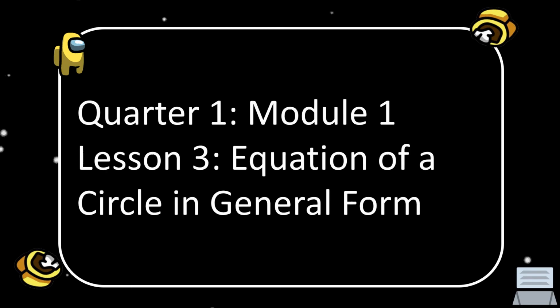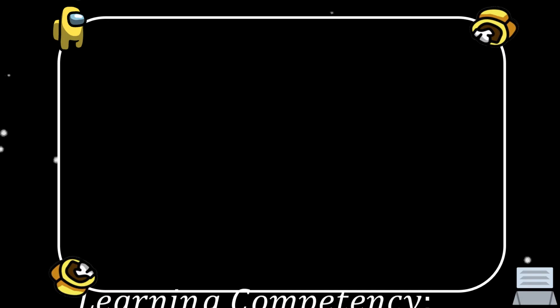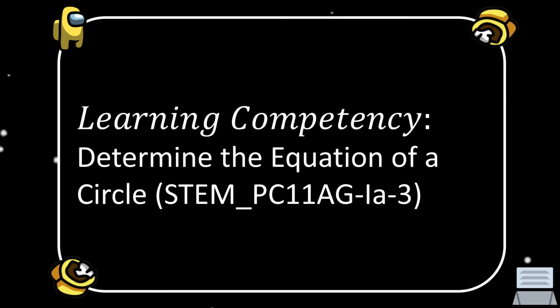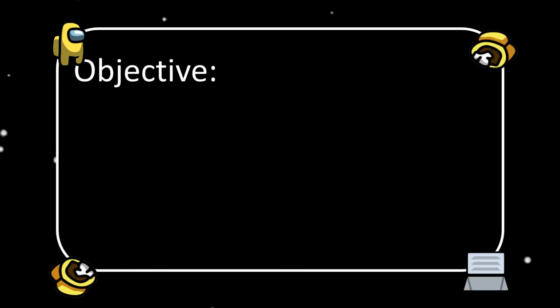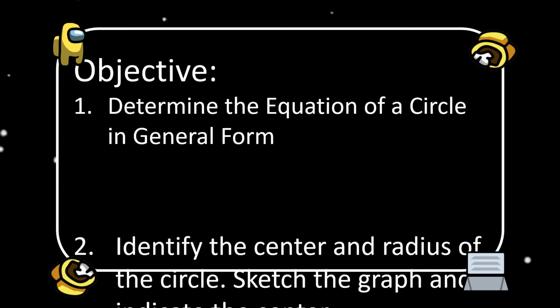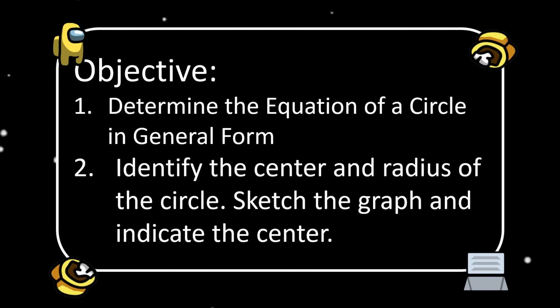Okay, good day everyone. We are now in quarter 1, module 1, lesson 3, equation of a circle in general form. Learning competency: determine the equation of a circle. The objectives: first, determine the equation of a circle in general form. The second one, identify the center and radius of the circle, then sketch the graph and indicate the center.